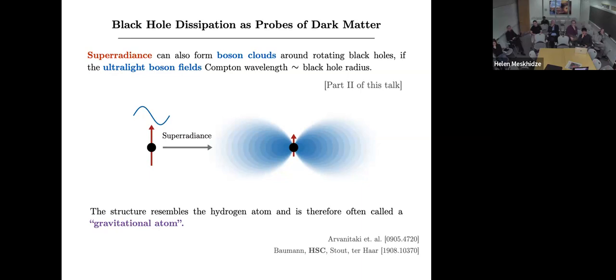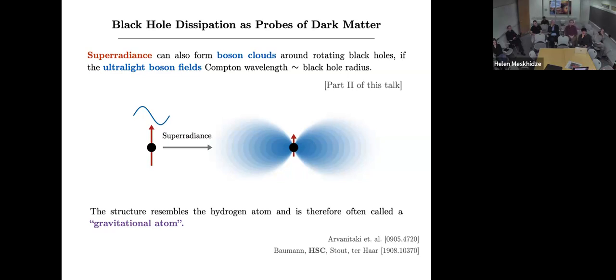I think it's remarkable that it turns out the structure of this system is very similar to the proton-electron structure of the hydrogen atom. And these systems are therefore often known as the gravitational atom. The intuition behind this is that in the case of the hydrogen atom, you have a proton at the center and a cloud of electron wave functions surrounding it. And they're bound to each other through a 1/r electrostatic Coulomb potential.